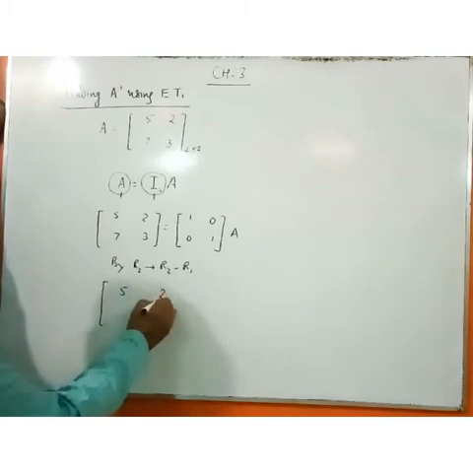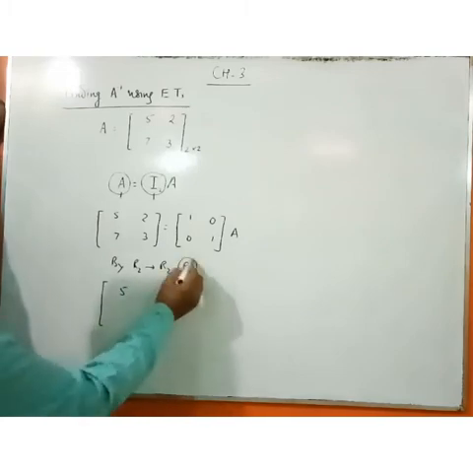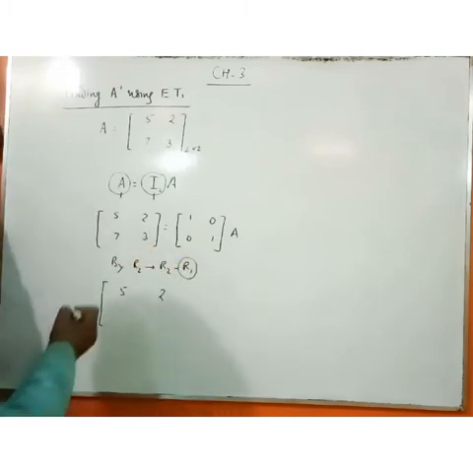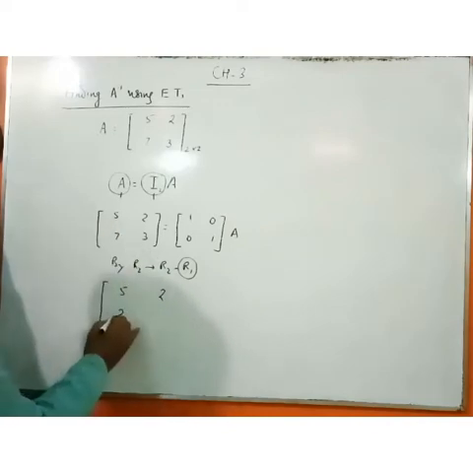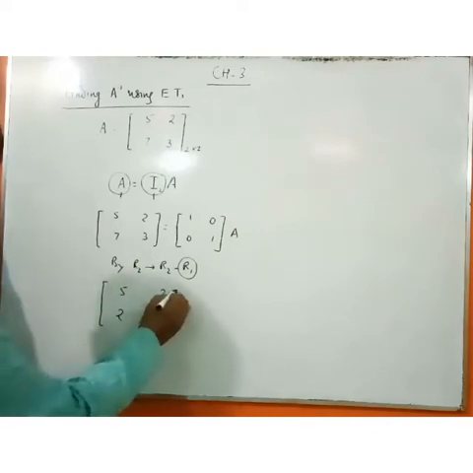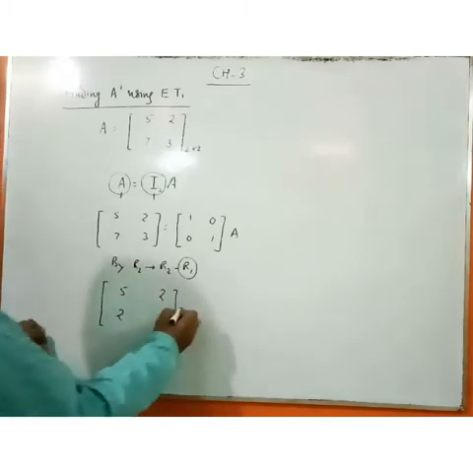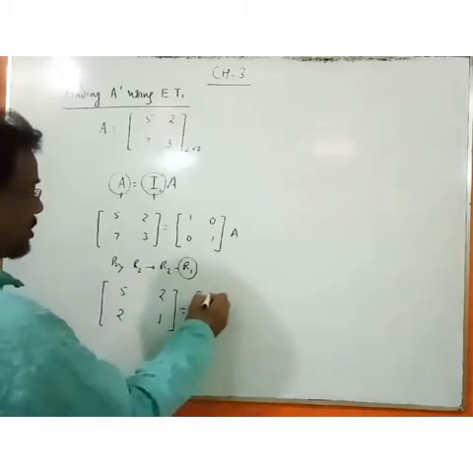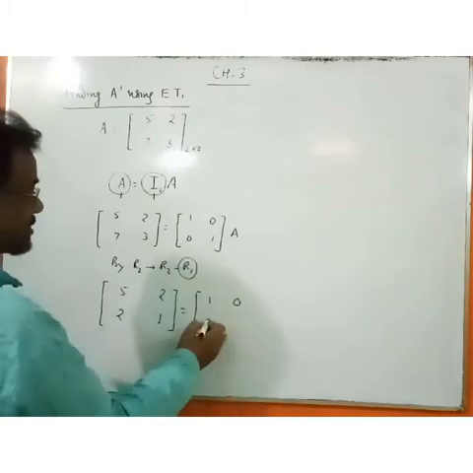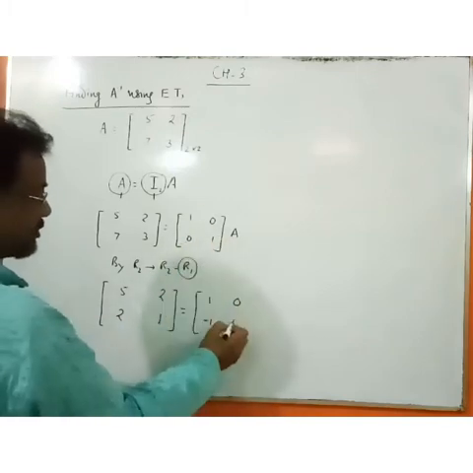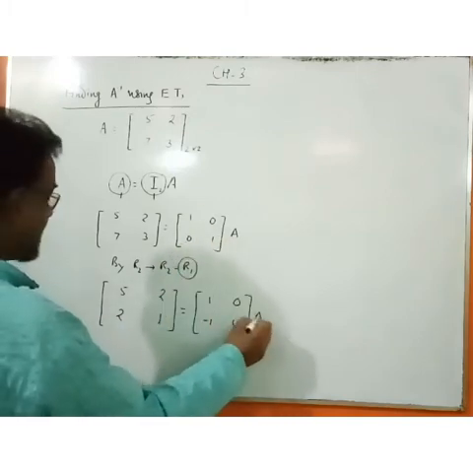5 and 2, the one you are subtracting, will remain the same. 7 minus 5 is 2, 3 minus 2 is 1. Equal to [1, 0; 0 minus 1, minus 1, 1 minus 0, 0]. This is it.